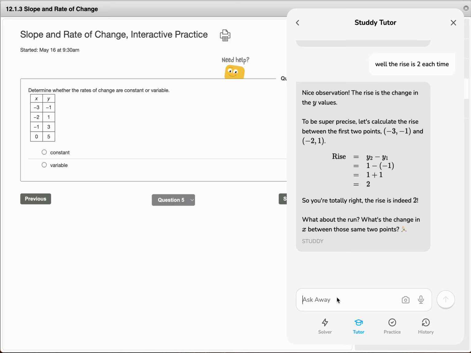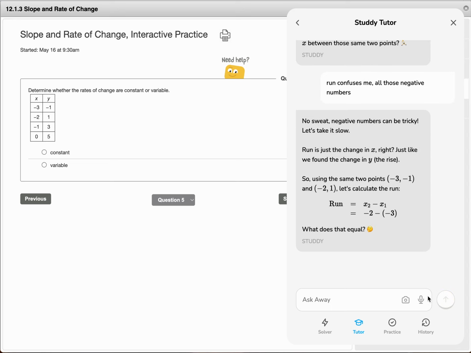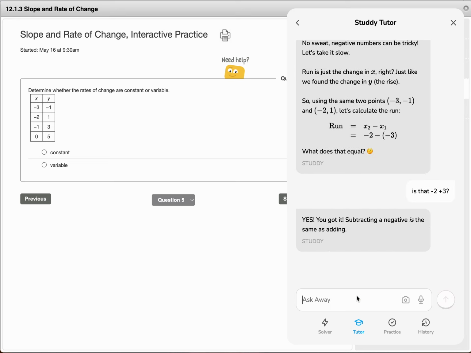Okay, what about the run? Run confuses me. All those negative numbers. Notice that the student can also click the microphone button for talk to text. Okay, no sweat. The negative numbers get tricky. Again, lovely approachable language and then beautiful mathematical work. What does that equal? All right. So -2 minus the -3, is that -2 plus 3? And our tutor says, yes.